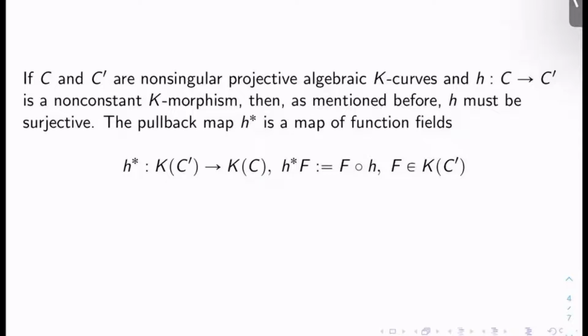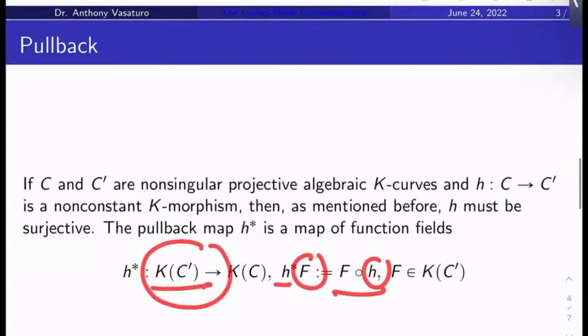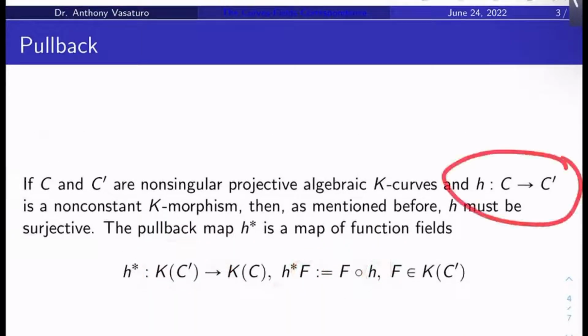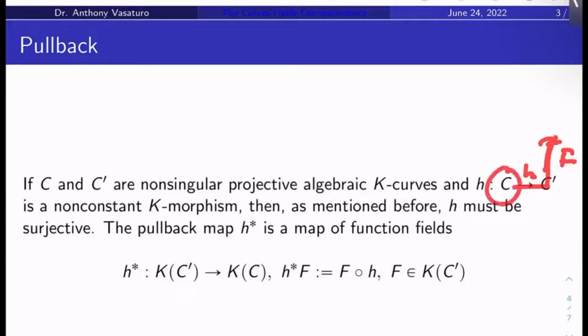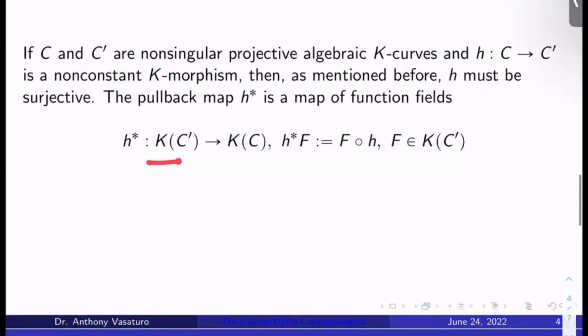And what it does is it takes in a function F in K of C prime, and it just composes with H. In other words, it pulls the function F back through the map H. So you start out with a function F on C prime, you compose with H, and lo and behold, now you've got a function on C, right? Okay, so it's a map from K of C prime to K of C. We call this the pullback map.